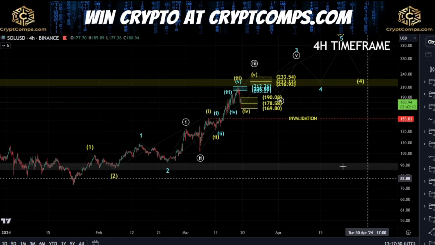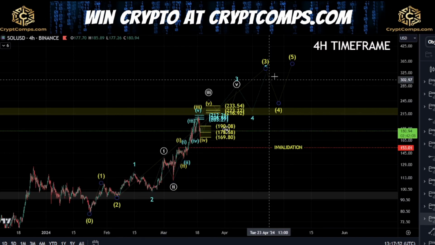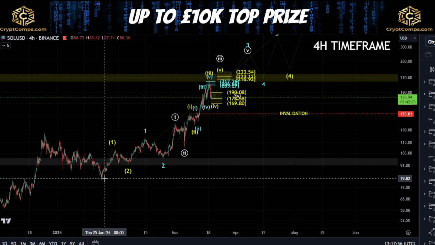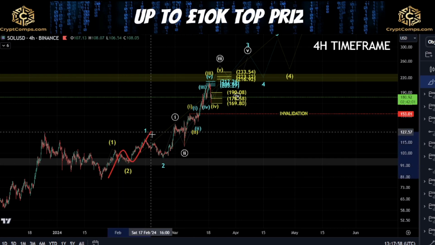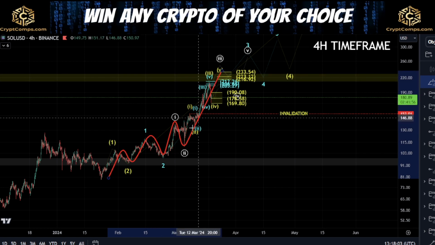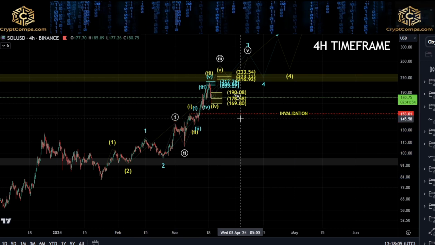Now, another way that we could actually look at this, and this would actually indicate that we're going to have a lot more upside potential here with Solana, would be that instead of counting this as a diagonal, this could actually be 1, 2, 1, 2, 1, 2, and then we still have a whole bunch of fourth waves and fifth waves to the upside to play out.